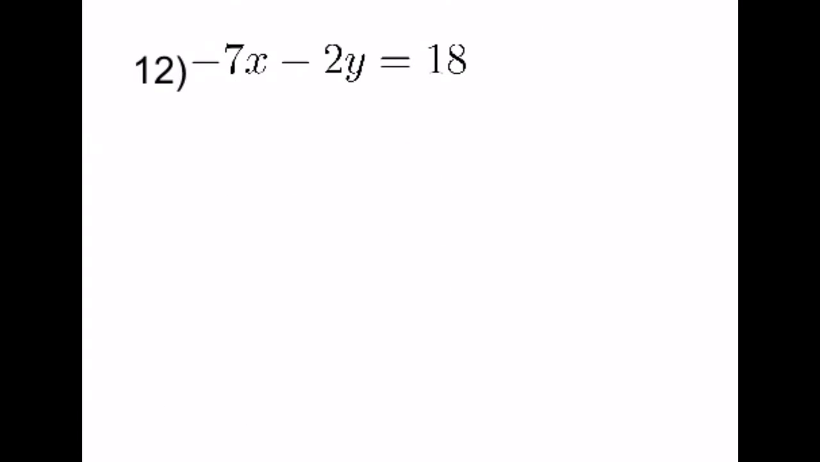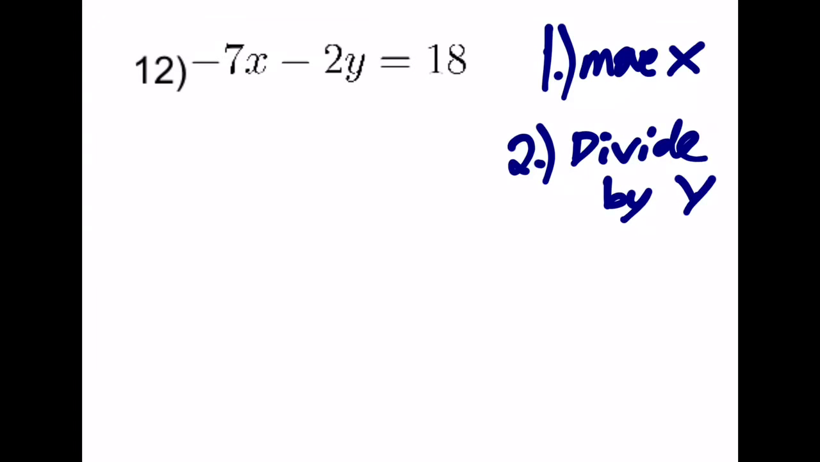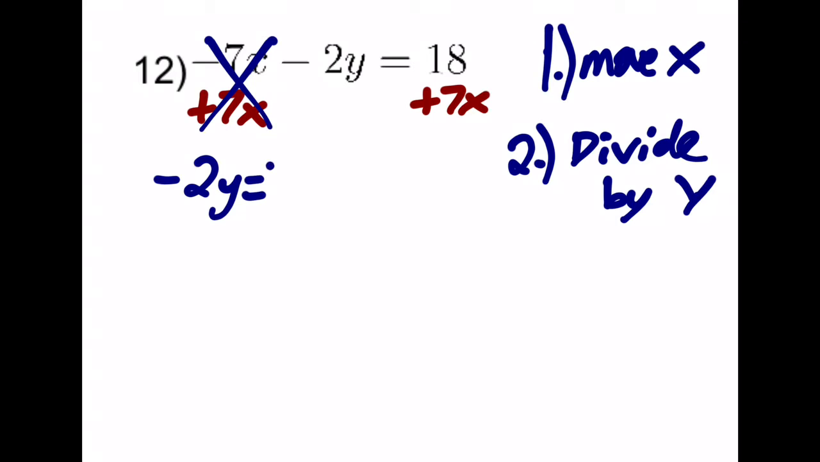Let's look to the homework to see other potential types of problems. The 2 steps remain the same. Move x and divide by y. So this time, to move x, I'm going to add it to both sides. And when I do so, it cancels out on the left. So I can rewrite this as negative 2y is equal to 7x plus 18.